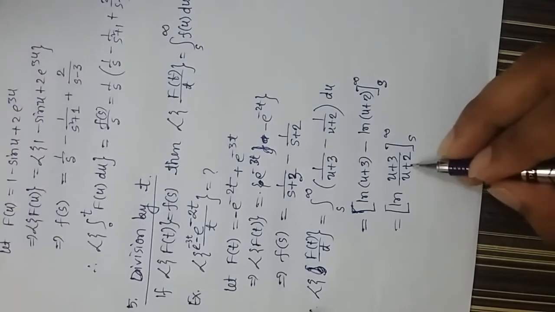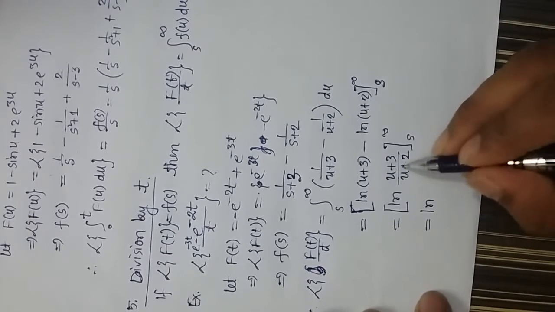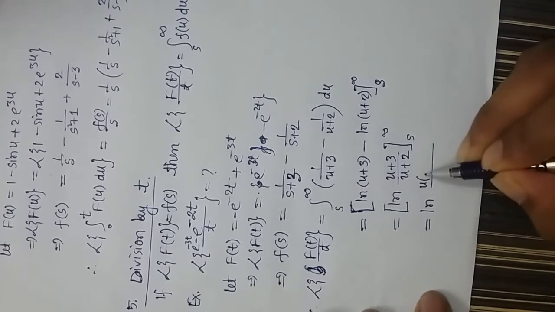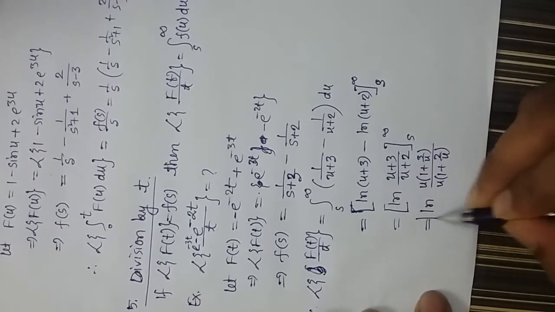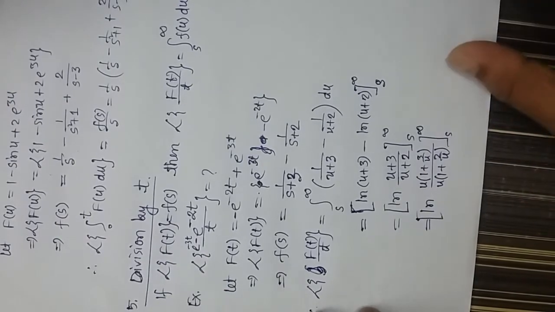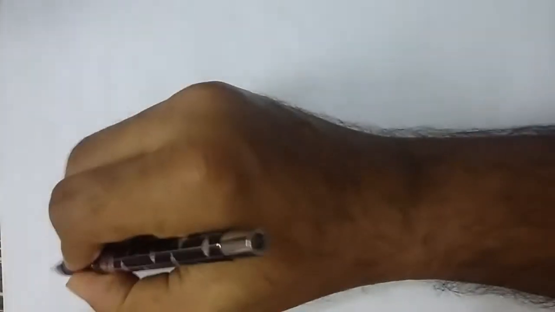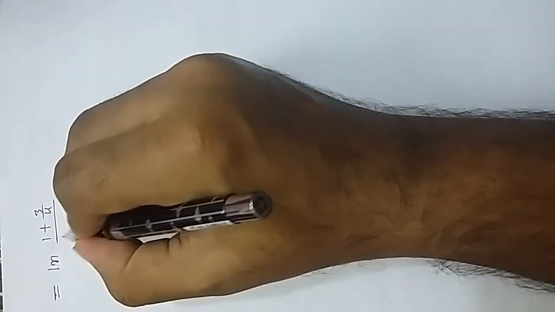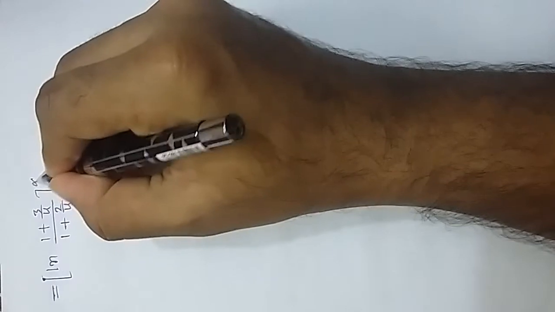Now we will have to work over it. If we put infinity here, it will be infinity. So now we will remove infinity by taking u as common: 1 plus 3 by u over 1 plus 2 by u, limit s to infinity. So it will be ln of 1 plus 3 by u over 1 plus 2 by u, and u cancels each other, so it's s to infinity.